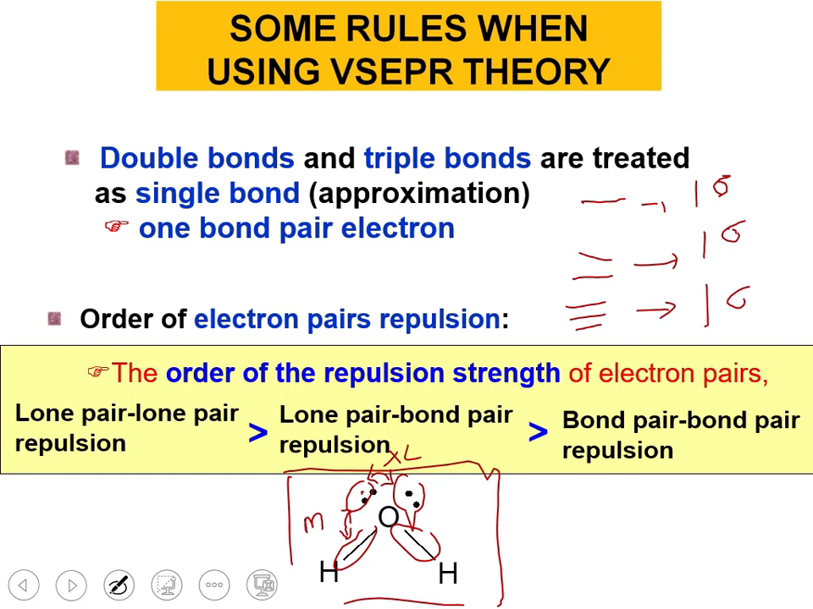And the weakest repulsion is between bond pair. So between this bond and this bond, the repulsion would be size XS. Okay, so this is the smallest repulsion. So meaning that if I want to draw the actual atom, this is lone pair stay very far away.